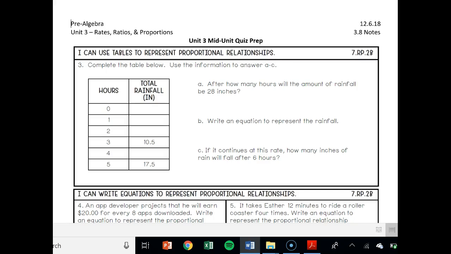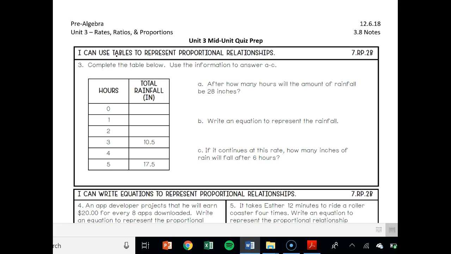So tomorrow we've got a quiz. It's not a test, so it'll be shorter, but a quiz on Unit 3 thus far. And I think we've done a pretty good job about the constant of proportionality and rates and ratios, so don't freak out. But today's notes are all about reviewing for that quiz. So the first thing we should be able to do is use tables to represent proportional relationships.